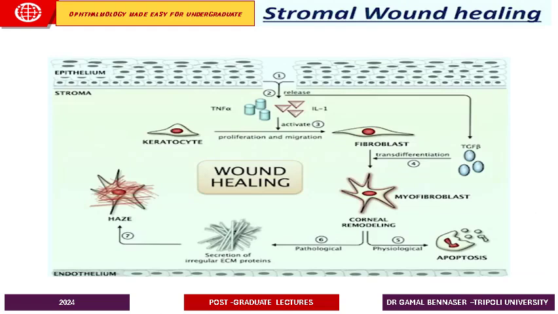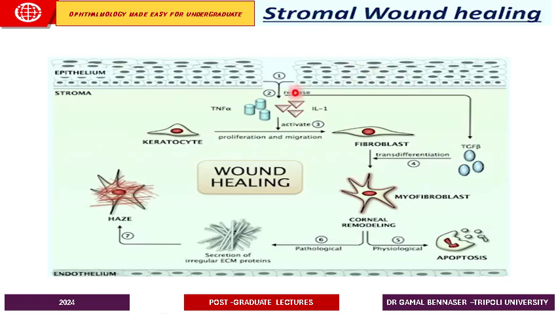Now we come to an important issue, which is stromal wound healing. What's the response of the stroma upon damage or toxins reaching the stroma? So what will be the response? As I have said before, the stroma is made mainly of the collagen fibers, the glycosaminoglycans or the ground substance, and also the keratocytes. Now, the keratocytes play an important role in this stromal wound healing.